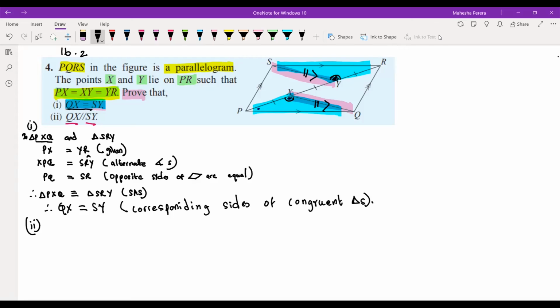Why? These two are corresponding angles of congruent triangles.